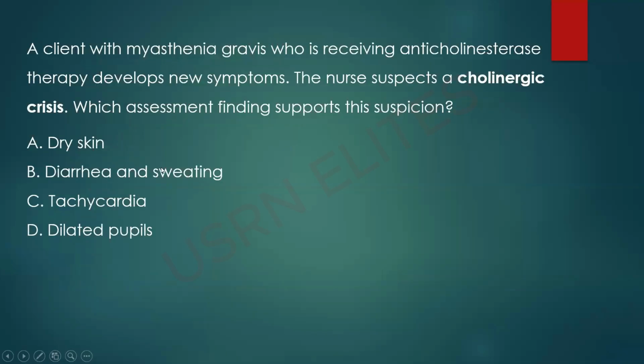A client with myasthenia gravis who is receiving anticholinergic therapy develops new symptoms. The nurse suspects a cholinergic crisis. Which assessment finding supports this suspicion? A. Dry mouth. B. Diarrhea and sweating. C. Tachycardia. D. Dilated pupils.